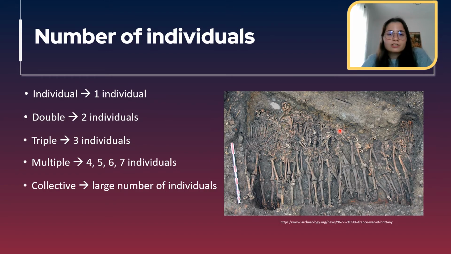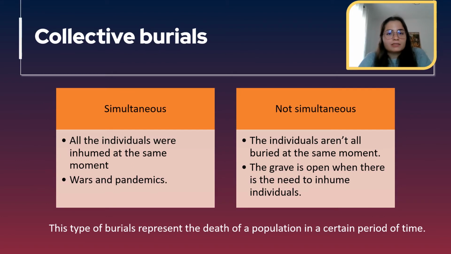And finally, there are the collective graves, and in this type there is a large number of individuals, as you can see in this image. The collective burials can be simultaneous and not simultaneous. In the simultaneous, all the individuals are inhumed at the same moment. They are usually used when there is a need to bury a large number of individuals, for example in cases of wars and pandemics. And in the not simultaneous, the individuals aren't all buried at the same moment, so the grave is opened when there is the need to inhume more individuals. In both of these types of collective burials, they represent the death of a population in a certain period of time.